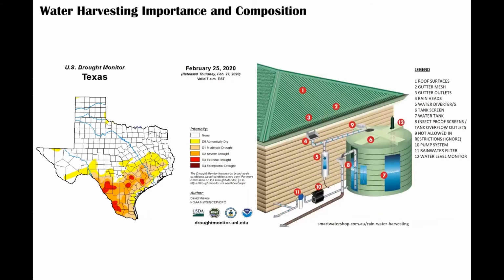So here is information on the importance of water harvesting and composition to educate those in need about the drought monitors and the importance of collecting water to conserve water in these drought conditions, and also the composition of how collecting water from roofs into tanks works.